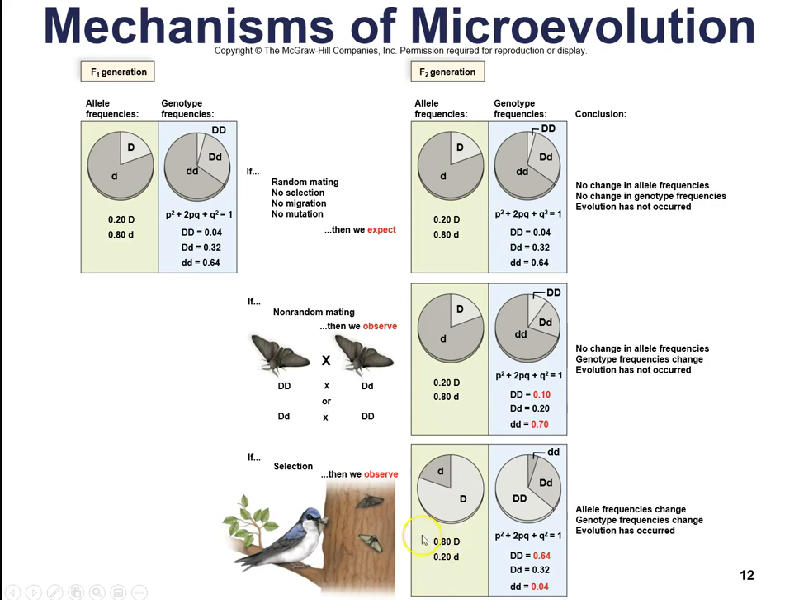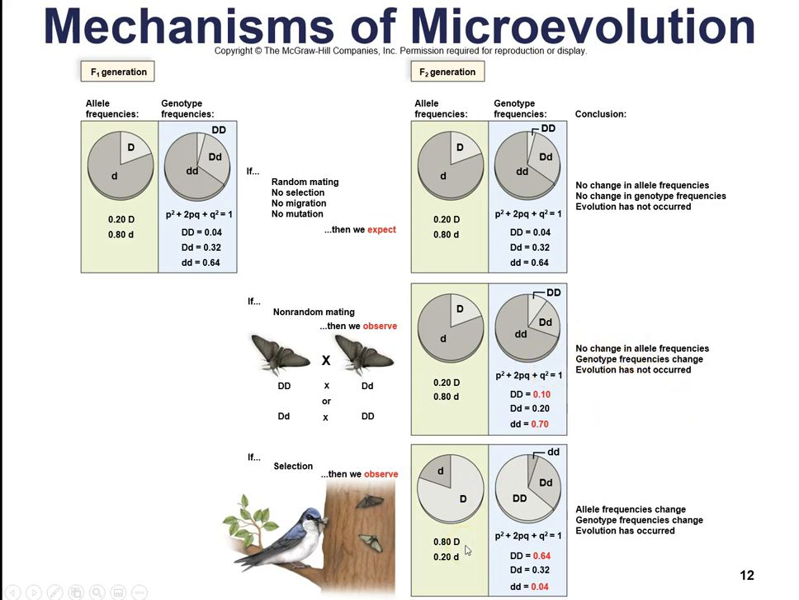If you look here, these allele frequencies have changed, and so the genotype frequencies have changed. So again, take-home message here: if the allele frequencies change, from time point A, the F1 generation, to the F2 generation, or time point A to time point B, that means that evolution has occurred. If just the genotype frequencies change, then technically evolution hasn't occurred.